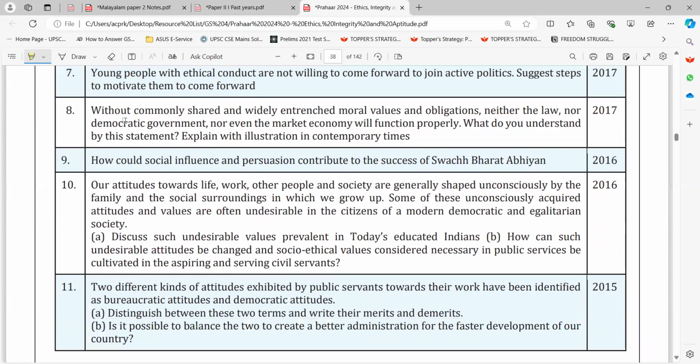Eighth one is, without commonly shared and widely entrenched moral values and obligations, neither the law nor democratic government nor even the market economy will function properly. What do you understand by this statement? Explain with illustration in contemporary times. Ninth one is, how does social influence and persuasion contribute to the success of Swachh Bharat Abhiyan?